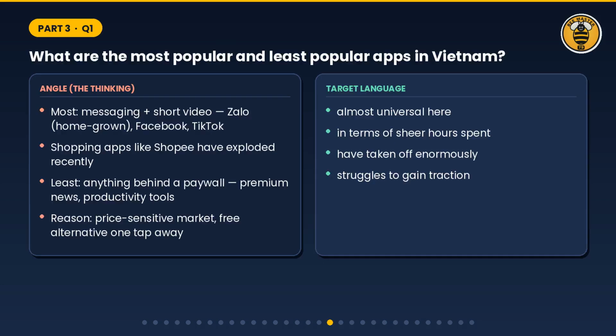Question 1. What are the most popular and least popular apps in Vietnam? Notice that this question has 2 halves. Answer both, or you cap your own score.